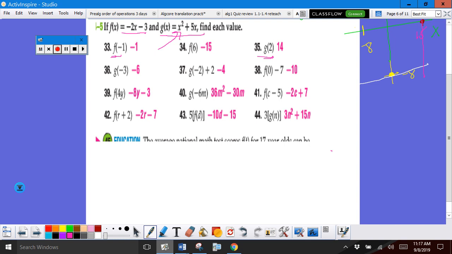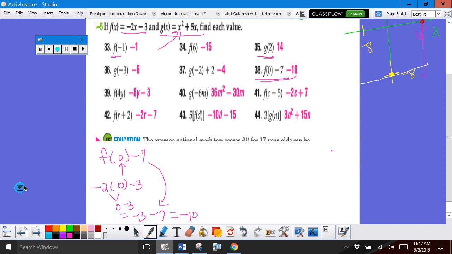Okay? So I'm going to go ahead and look at 38. So it says f of 0 minus 7. So that means I have to plug in 0 first. So -2 times the 0 minus 3. Well, that's going to be 0. 0 minus 3 is -3. Well, this -7 is still here. So -3 minus 7 is -10. So that's where that answer comes from.